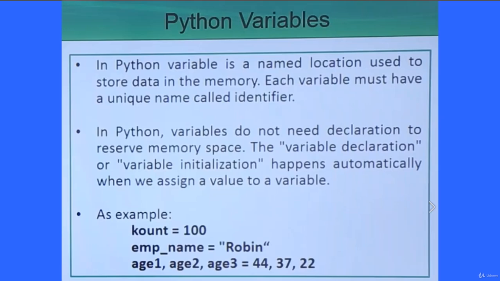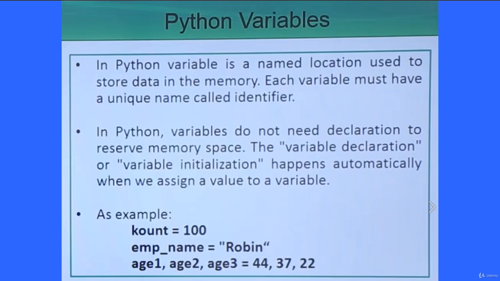In Python, a variable is a named location used to store data in the memory. Each variable must have a unique name called an identifier. Depending upon the data type of the variable, the number of bytes occupied will be decided, and the memory address of that memory block will have a name which is accessible from the programming code. That makes it easier for programmers to write their code.